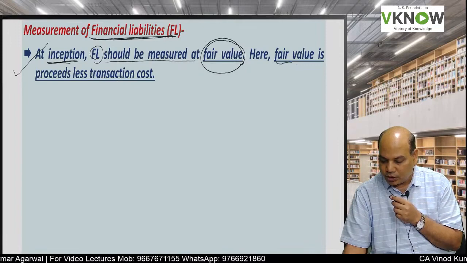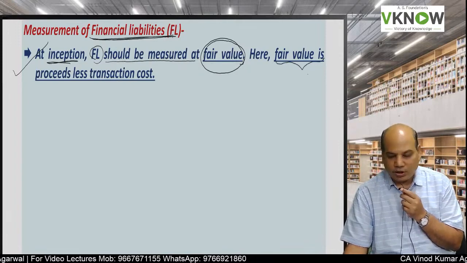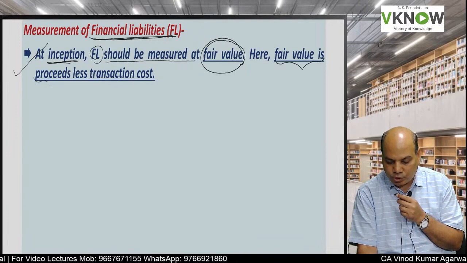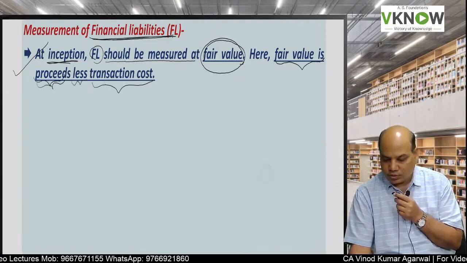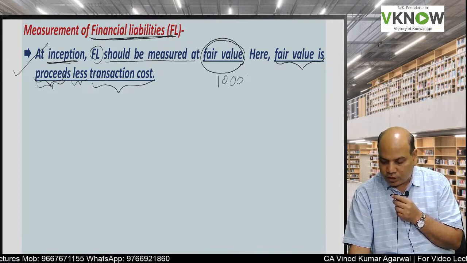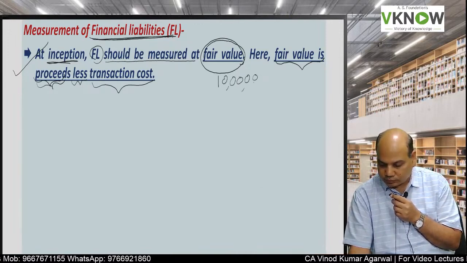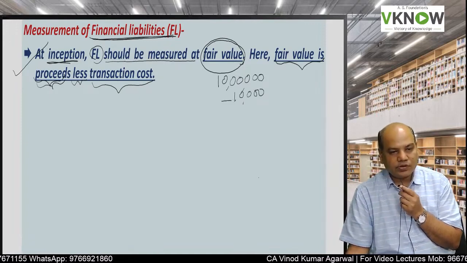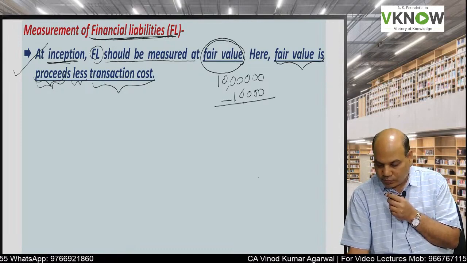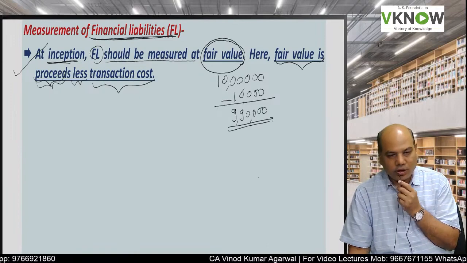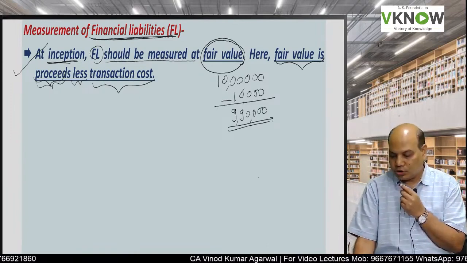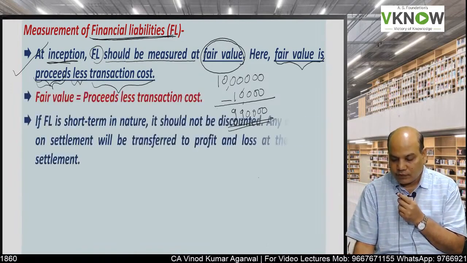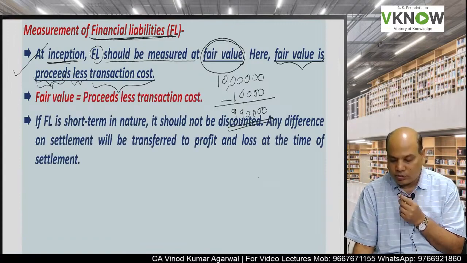Now what is fair value in the case of financial liability? Fair value means proceeds minus transaction cost. So for example, you have taken a loan of 10 lakh and 10,000 rupees was transaction cost, brokerage. So you will say the fair value is 9,90,000. Fair value is proceeds minus transaction cost.